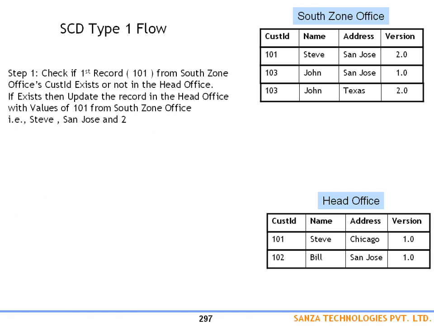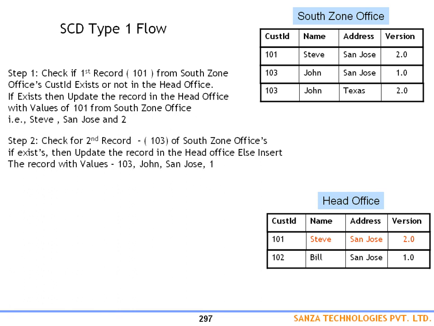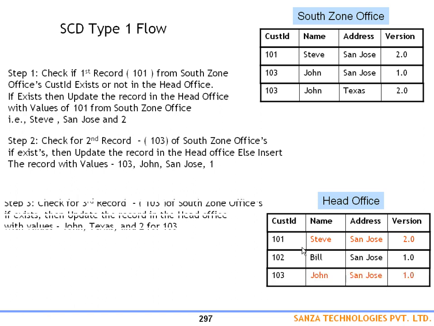101 exists, so you go and update it. Please assume that it is staging to the dimension table. It will update it. Second record comes in, 1013 does not exist, so it will go and insert it. Third record 103, it will check it. Does it exist? Yes. So it will go and update the record.